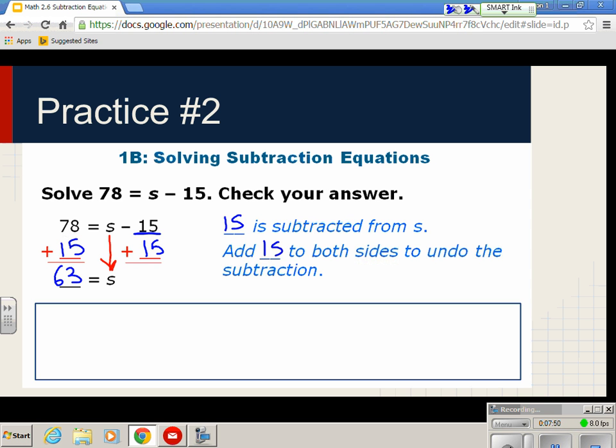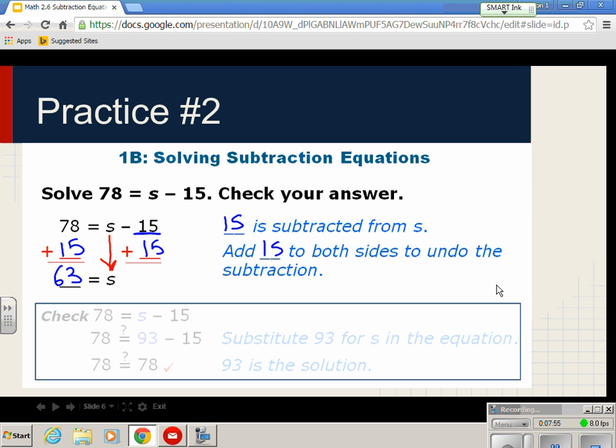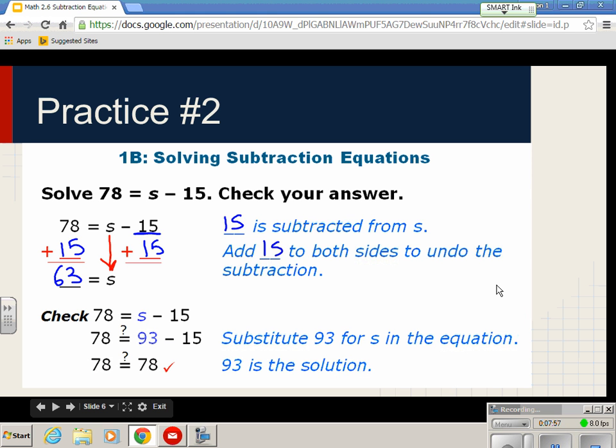Now, to make sure that it's correct, what do we do? We simply check our work by putting 93 in for s. I think I said subtract, but I wanted to say add 93 and see if we get the right answer. So when you do 93 minus 15, you do get 78. So because both sides are equal, that is correct. So the correct answer should have been 93. If you got that right, come over to me and give me a high five.